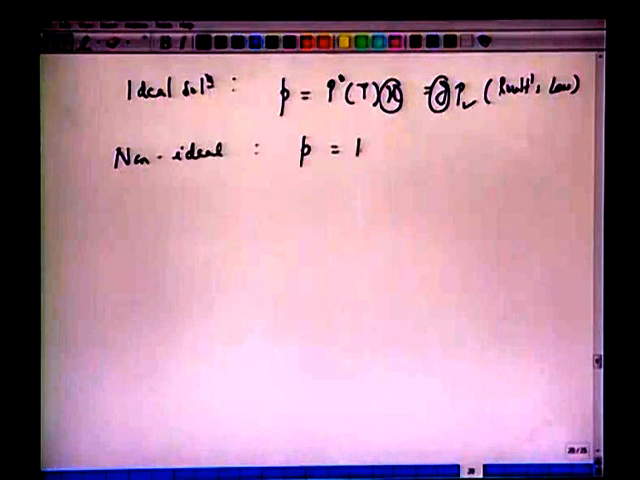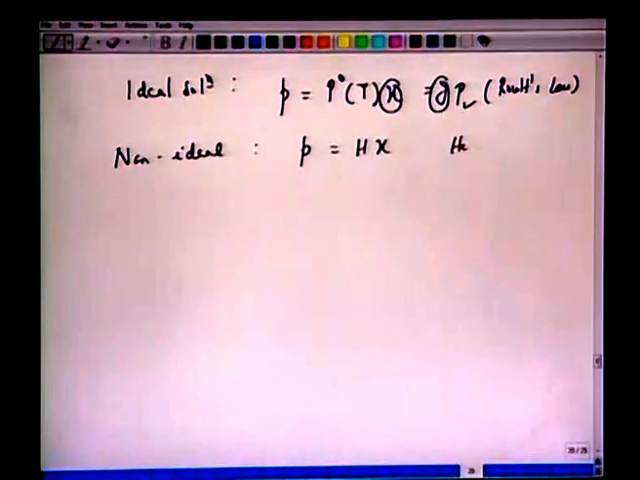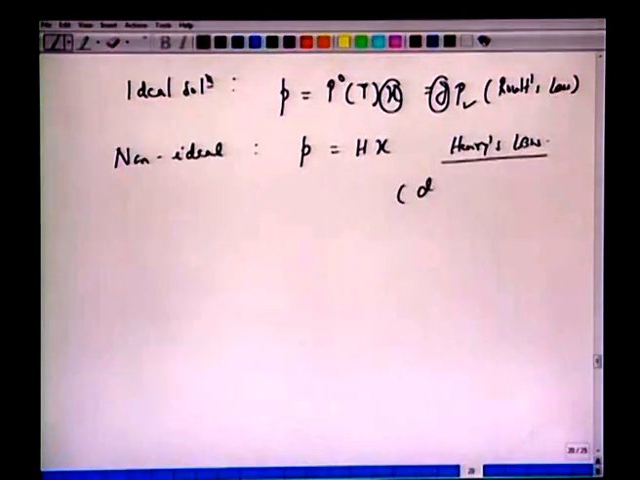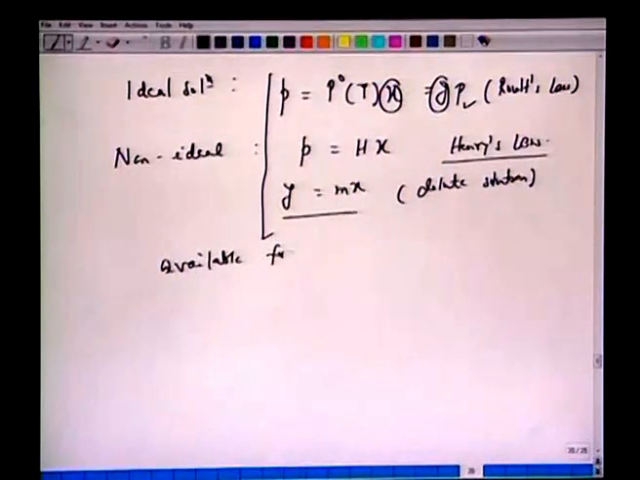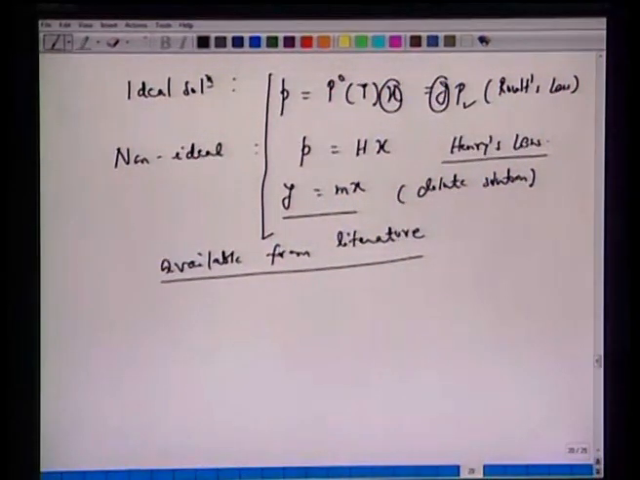If the solution behaves as non-ideal, one can also apply Henry's law, P equal to Hx. So, this would be your Henry's law, and generally Henry's law is applicable for dilute solution, P equals Hx, or in some form y equal to mx. So, one can also make calculations, but generally all these data are available from literature, and that becomes a starting point for our calculations. Okay. Now, there are certain design considerations.